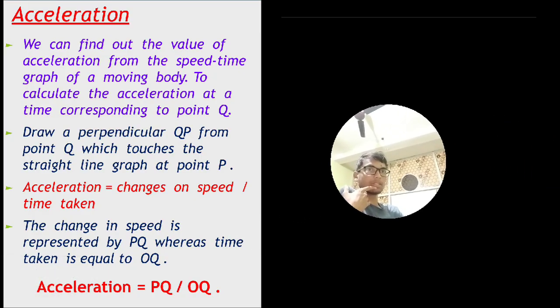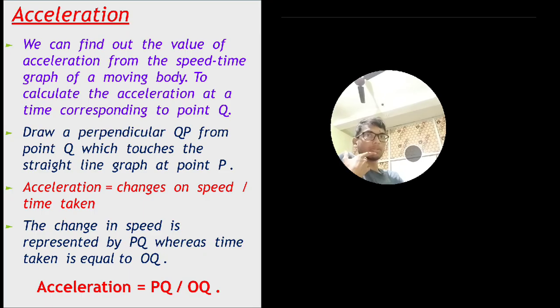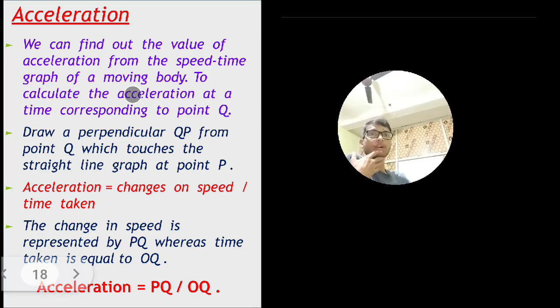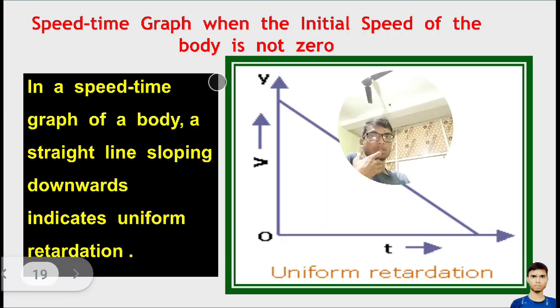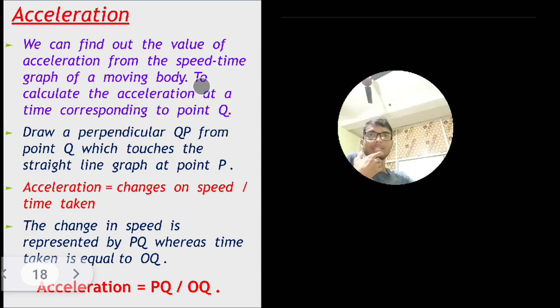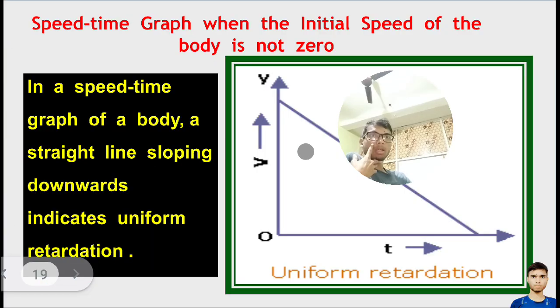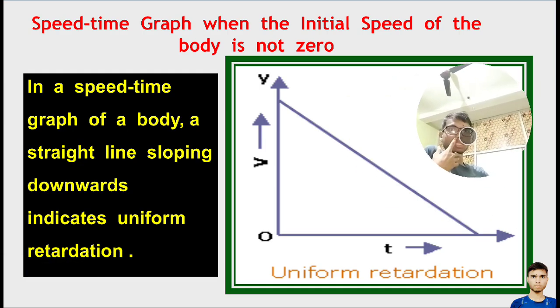Now we are moving. Here we have acceleration. We can find out the value of acceleration from the speed time graph of a moving body, to calculate the acceleration at a time corresponding to a point. I think it would be a question. I'm ignoring this slide. Let's see what it is.